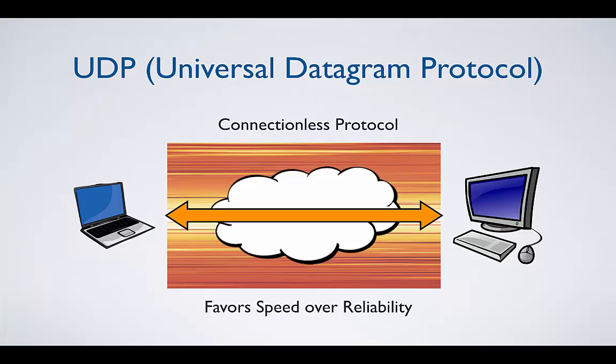UDP, or Universal Datagram Protocol, is a connectionless protocol. It does not require the handshake that TCP does. In fact, a sender can send information to a particular address on the network using the UDP protocol and not even be certain if the machine or device at that address is turned on. Those packets will just keep streaming, and eventually they'll be dropped by a router that can't find the address.